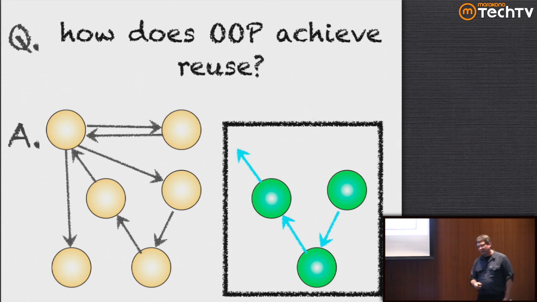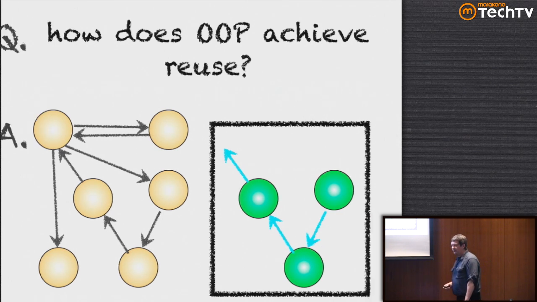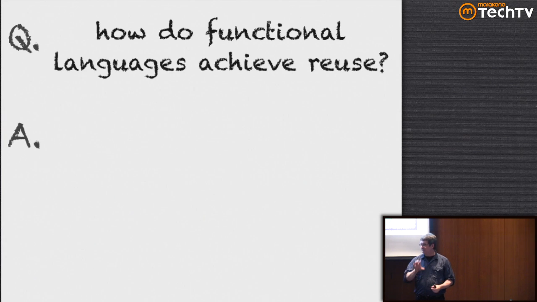It's not coincidental that in the Gang of Four design patterns book, every single design pattern has a class diagram. That's just the way you solve things in imperative object-oriented languages. Functional languages are not after that. Functional languages take a different approach to this.